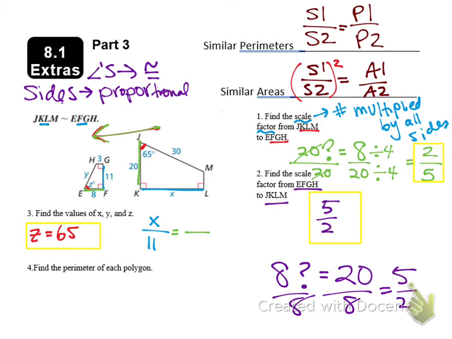Which one's going to go in the numerator? 20, because they're in the same quadrilateral. And then 8 will go in the denominator because they are on the same quadrilateral. Cross multiply, we get 8x equals 220.